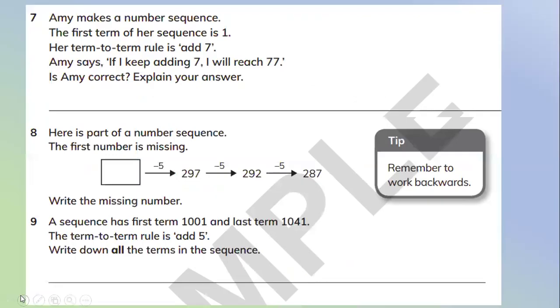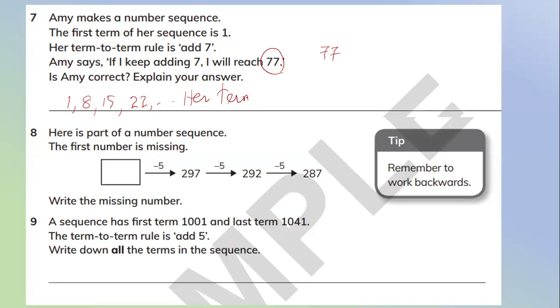Number 7, Amy makes a number sequence. The first term of her sequence is 1. The term to term rule is add 7. Amy says, if I keep adding 7, I will reach 77. So let's check some of her terms. 1 plus 7 is 8, 8 plus 7 is 15, 15 plus 7 is 22, and so on. But 77 is a multiple of 7. Her terms are 1 more than a multiple of 7.